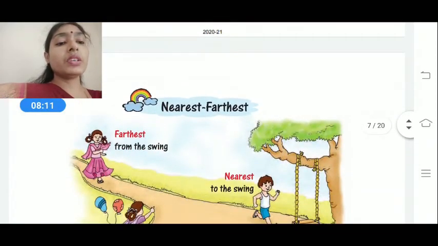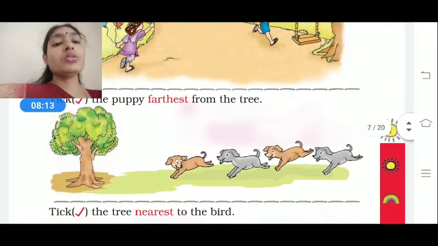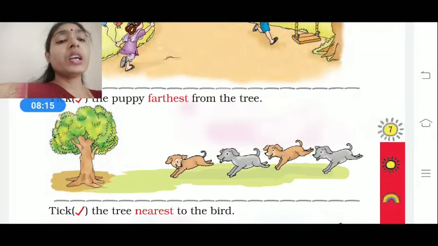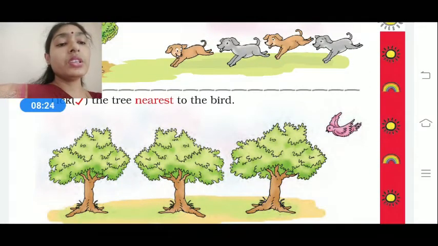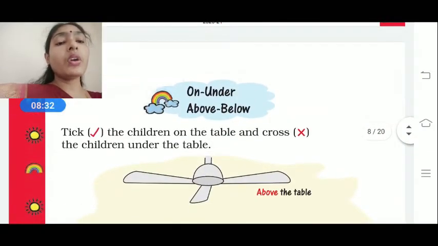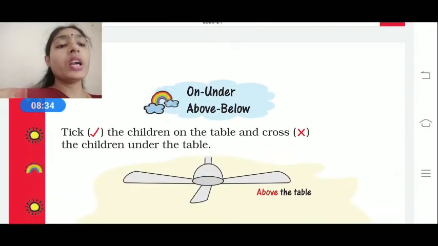Now nearest, furthest. Okay. Here 4 puppies are running. You have to tick which puppy is furthest from the tree. And there are 3 trees and 1 bird. Which tree is nearest to the bird? You have to tick. Now another concept: on, under, below, above.